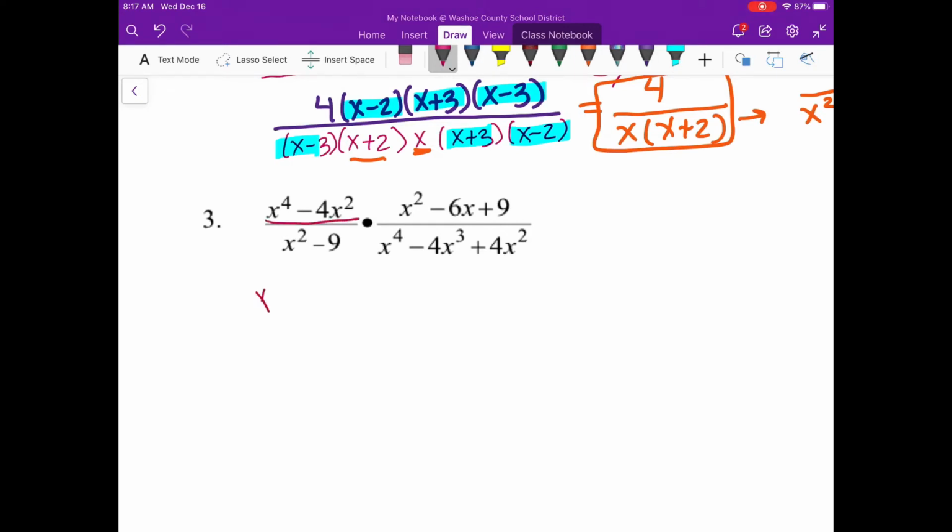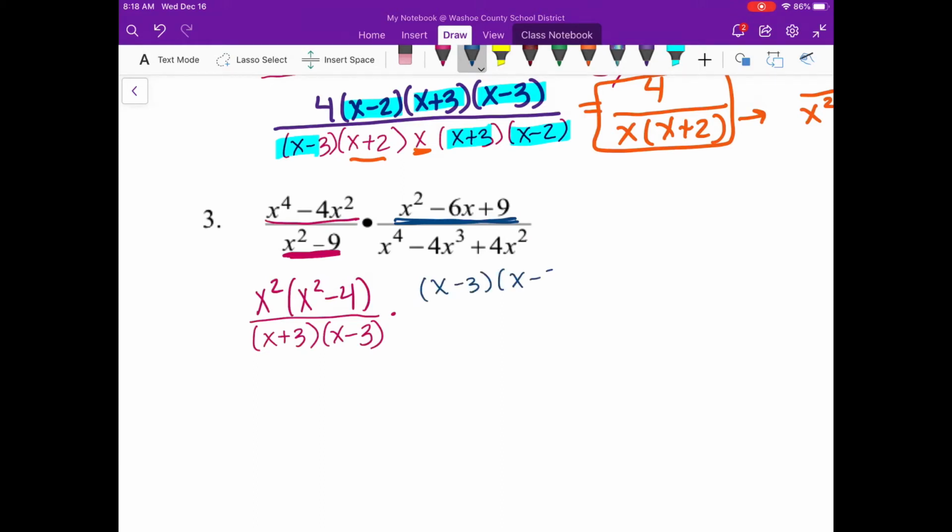Okay, the numerator here factors out. I'm going to take out x squared, that's what they have in common, leaving me with x squared minus 4 inside. This one is a difference of squares, so x squared minus 9 factors into x plus 3, x minus 3. Then this one over, what numbers multiply to 9 but add up to negative 6x? That is x minus 3, x minus 3.